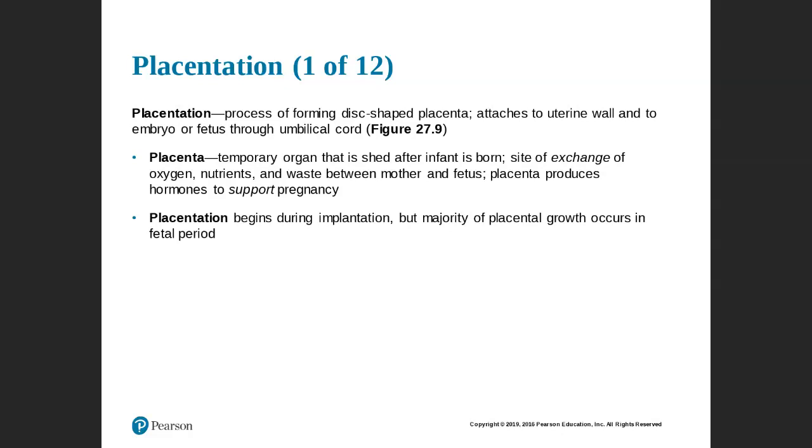The placenta also produces the hormones to support the pregnancy. Remember the hormones, estrogen and progesterone? HCG is secreted early, but once the placenta forms, HCG is no longer needed. Placentation will begin during implantation, but the majority of placental growth will occur in the fetal period.